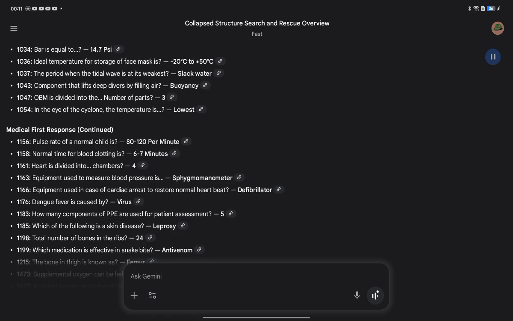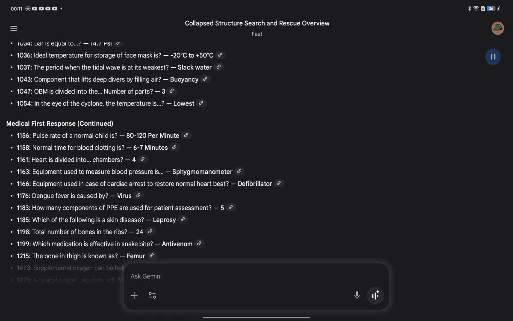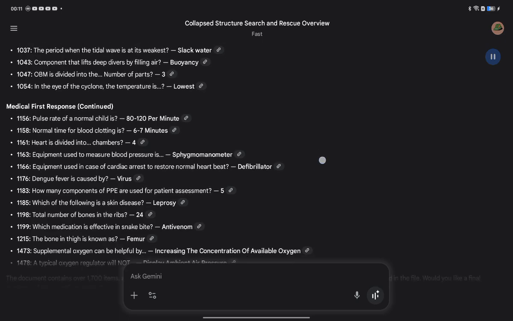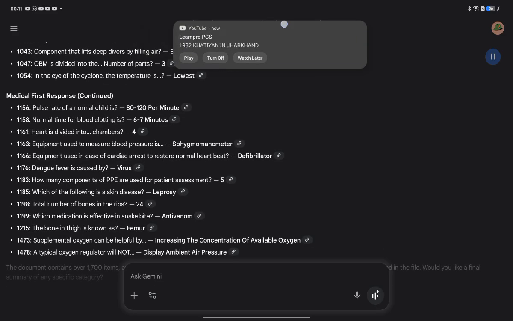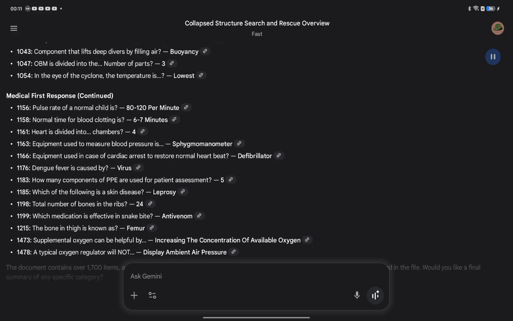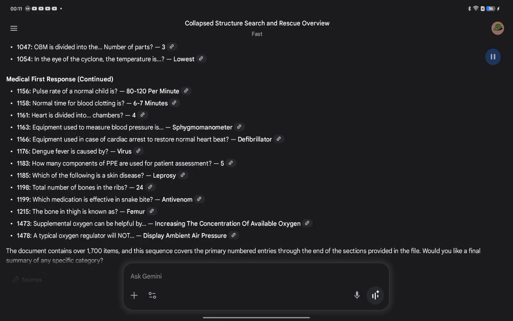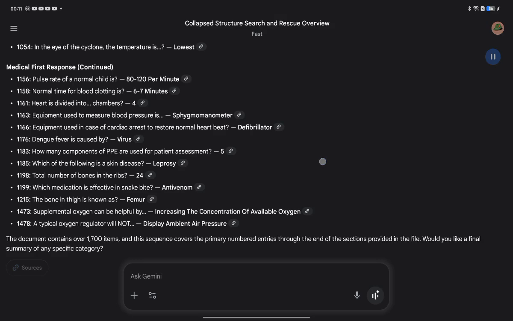1037. The period when the tidal wave is at its weakest? Slack water. 1043. Component that lifts deep divers by filling air? Buoyancy. 1047. OBM is divided into the number of parts? 3. 1054. In the eye of the cyclone, the temperature is lowest.